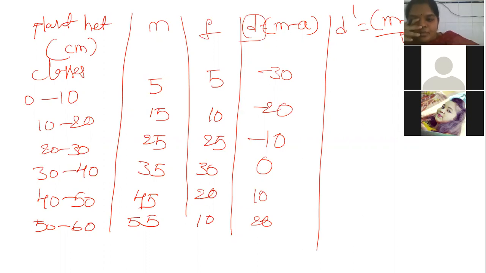Yes, ma'am. Then calculate d dash. And one more important thing. What about i here? 10, ma'am. Yes, it's 10, the class interval value. All these classes are present in an equal distribution, equal class interval. That will be 10. Do it, d dash values.